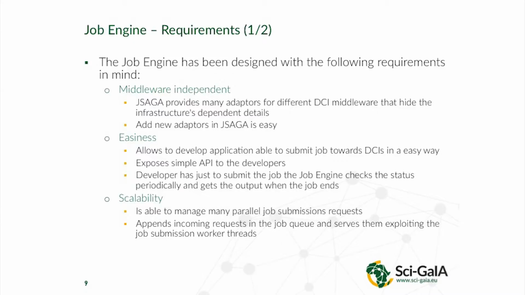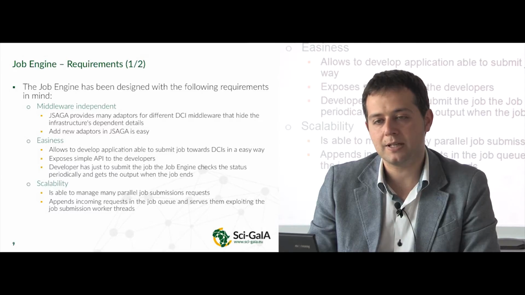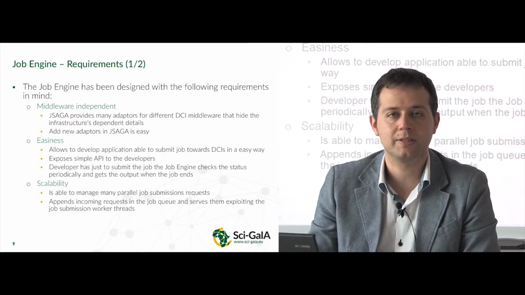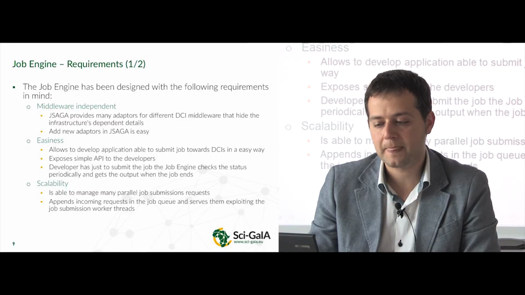The job engine has been developed keeping in mind the following requirements. It should be middleware independent, and this is possible thanks to the adoption of SAGA and the SAGA adapters, which make support for new middleware easy. It should be easy to use by developers. In fact, it exposes simple APIs to interact seamlessly with different kinds of distributed computing infrastructure middlewares.